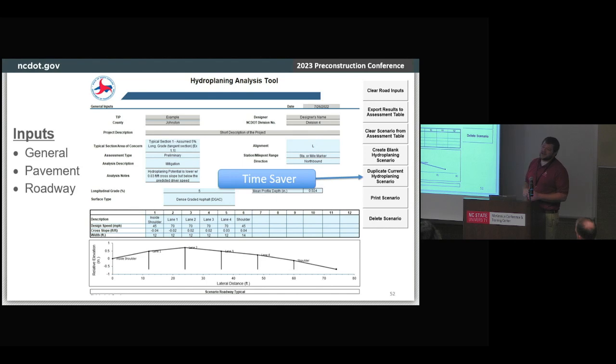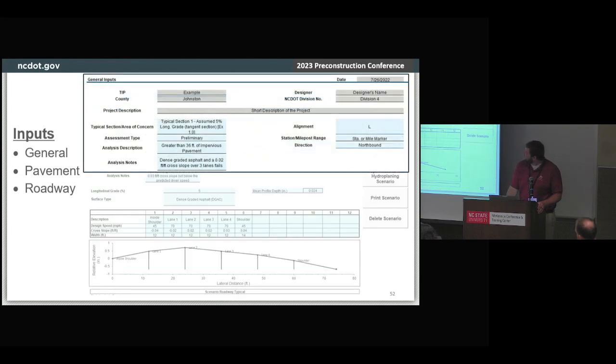One thing to note is that you can only do about 20 analyses in the current version before it'll force you to make another hydroplaning assessment tool. We're hoping to fix that in HAT 2.0, but just to be aware, there are limitations to how many tabs you can have in the Excel file.